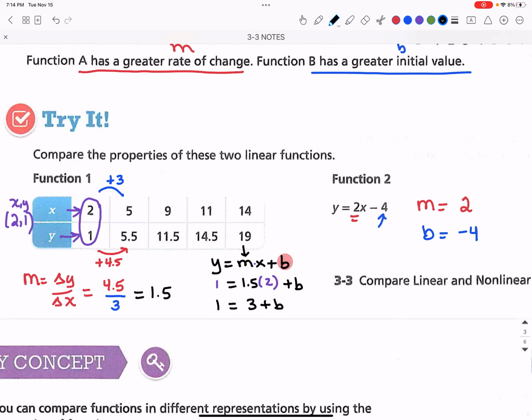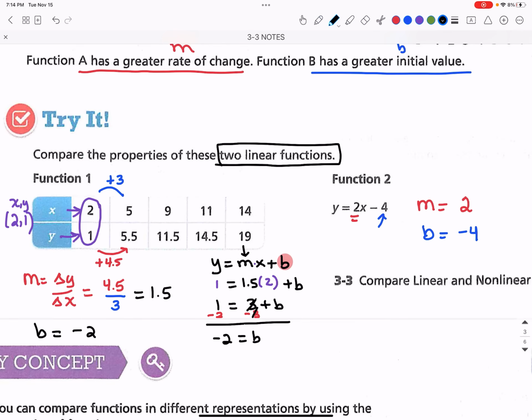Now if I want to solve for b, I need to move that 3. So I'm going to subtract 3 from both sides. And when I do that, I get that b equals negative 2. So by doing a little bit of math, I know that my m for function 1 is 1.5, and my b is negative 2. So I have an m and I have a b, and to compare two linear functions, that's what you have to have. You have to find the m and the b for both.